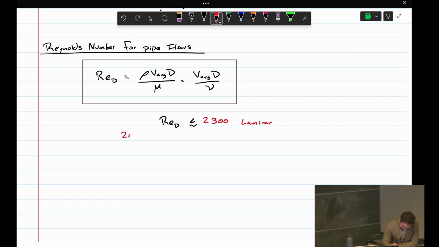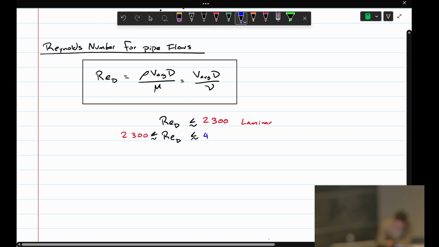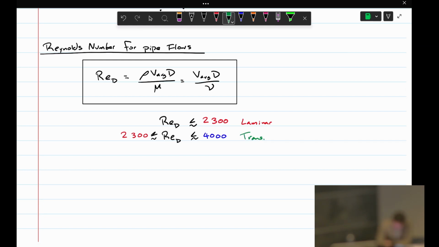When it's 2300, so that less than with the squiggly means that it's about. It's between 2300 and 4000. It's called transitional flow. So in transitional flow, sometimes it stabilizes and it's laminar, but then a little disturbance occurs and it starts going to turbulent and then it settles down and that sort of thing.